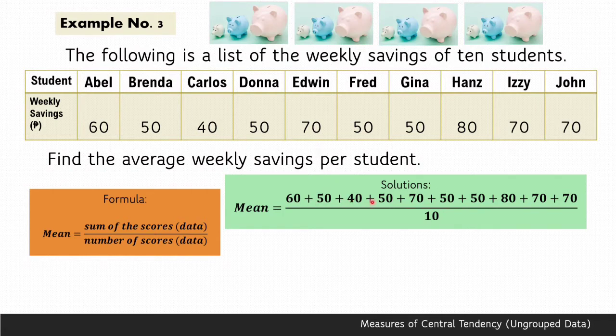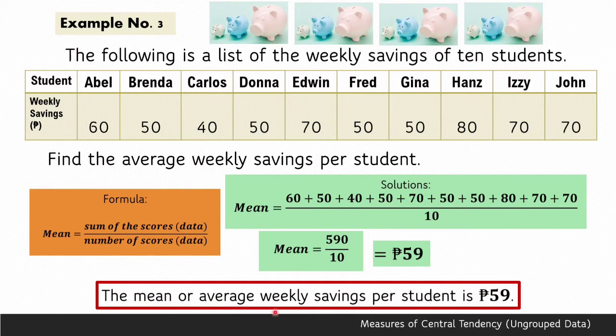Use your calculators in order to find the sum of these numbers. And we will get 590. And then we divide 590 by 10. We will get 59 pesos. So this is the average weekly savings per student. 59 pesos. Do you follow? Very good.